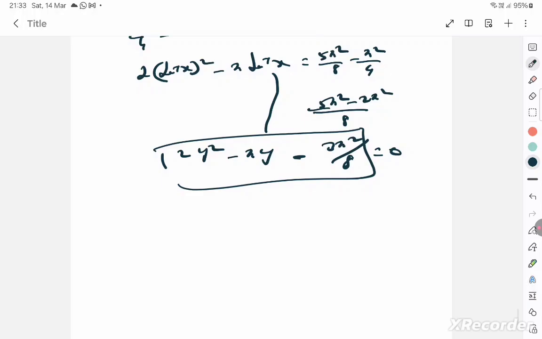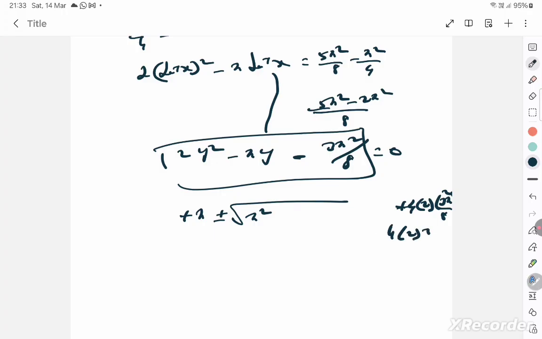And if you want to solve it, you can use minus b plus or minus root of b square minus 4ac, with c as minus 3 pi square by 8, which will be 4ac.